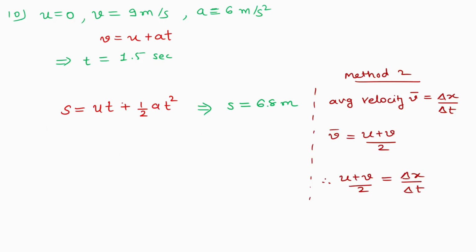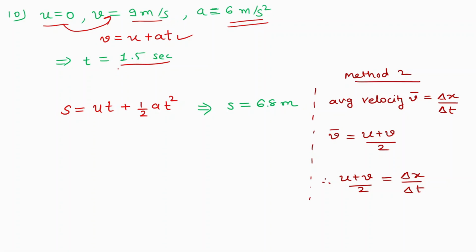Now the solution: u is equal to 0 because it starts from rest. We attain a speed after some time, which is 9 meter per second, and the acceleration, meaning the change in velocity, is 6 meter per second square. We have to find the time taken. So we use these equations and we get the answer 1.5 seconds.